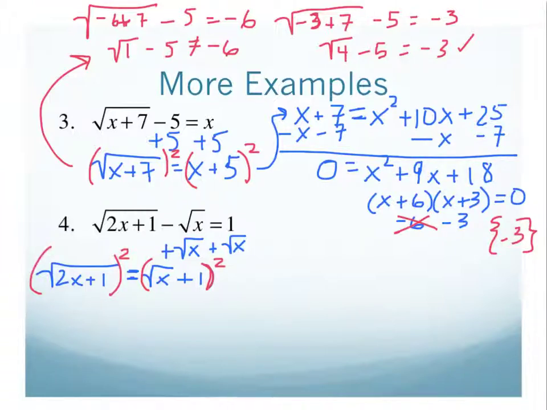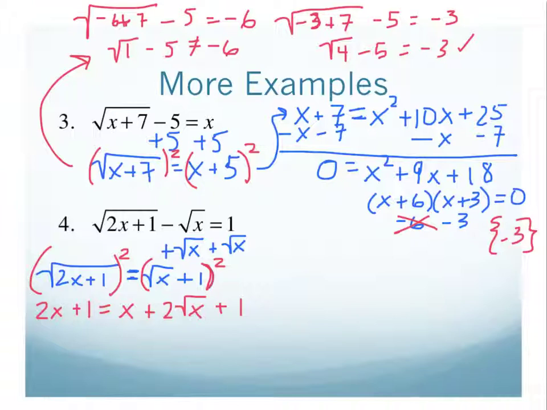So left side is easy, 2x plus 1. Right side's a little bit different. We're going to have to FOIL it. So x squared times x squared is x, plus 1 times x square root of x is square root of x, plus another one, so 2 root x. Don't worry, we'll deal with that in a minute. And 1 times 1 is 1.